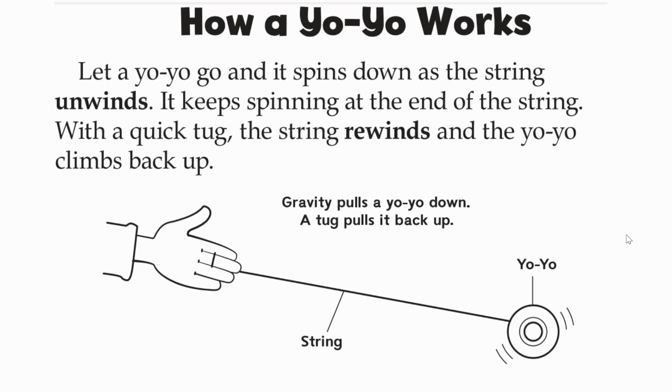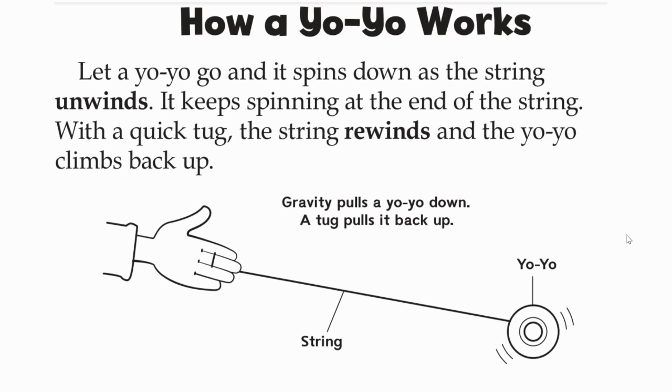How a yo-yo works. Let a yo-yo go, and it spins down as the string unwinds. It keeps spinning at the end of the string. With a quick tug, the string rewinds and the yo-yo climbs back up.